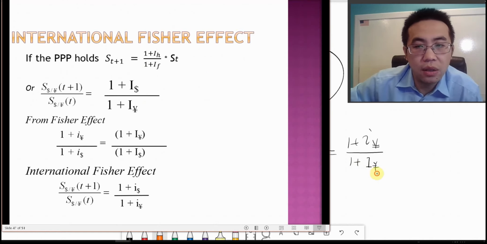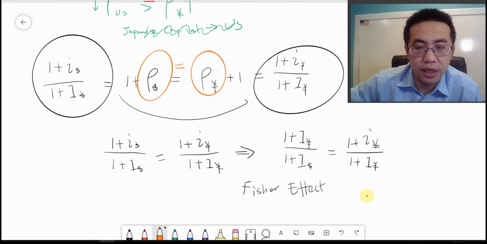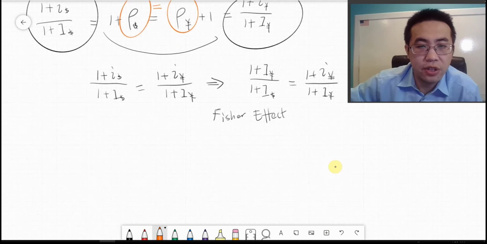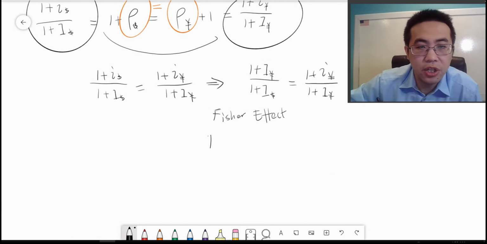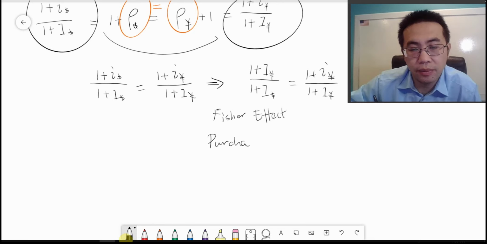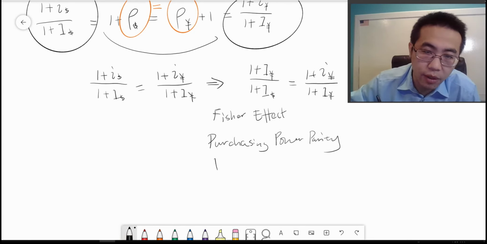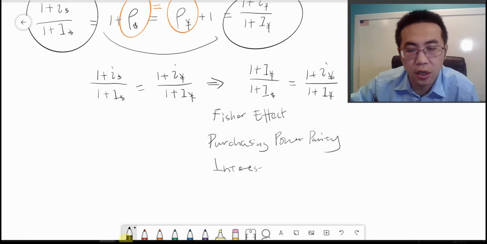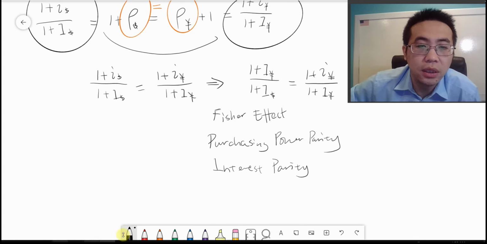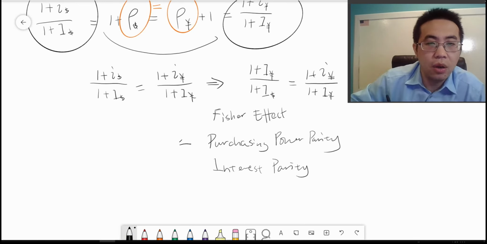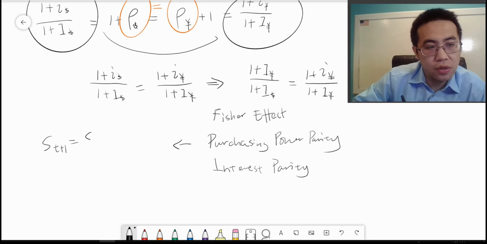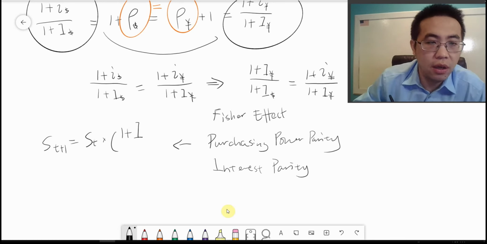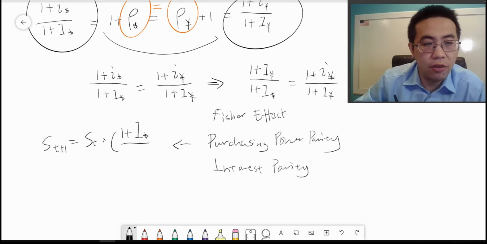Okay, so now we have covered the three parity relationships. The Fisher effect is the third one, and before that we had purchasing power parity and interest rate parity. In purchasing power parity, we learned that the future spot rate equals the spot rate now multiplied by 1 plus the dollar inflation over the foreign inflation.